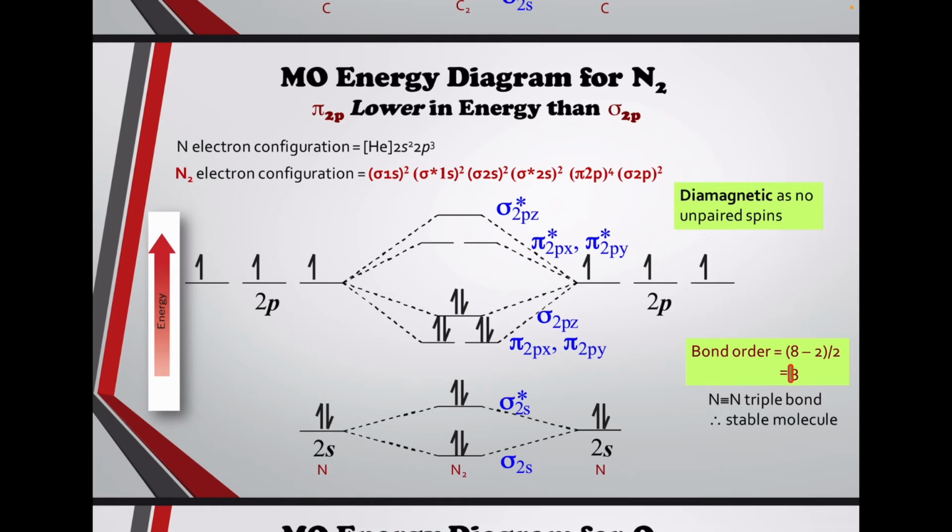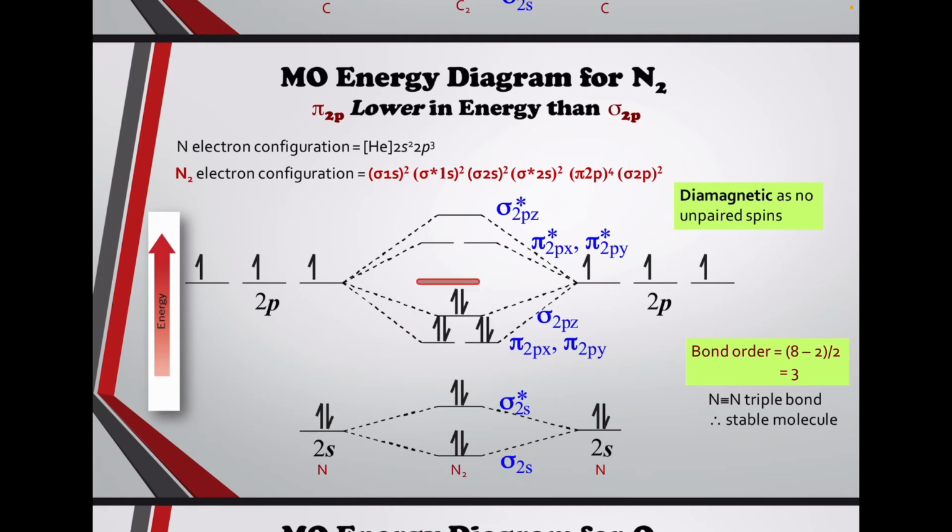Bond order for N2 is equal to 8 minus 2. So here 6 plus 2 for the bonding electrons equals 8, and minus 2 for non-bonding electrons, divided by 2, equals 3. So for N2, a triple bond, this is a stable molecule. For the magnetism, N2 is diamagnetic as there are no unpaired spins.